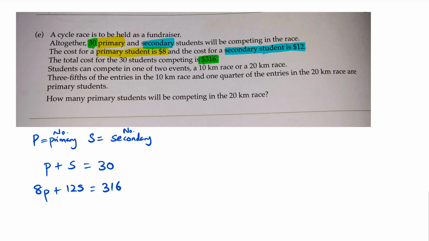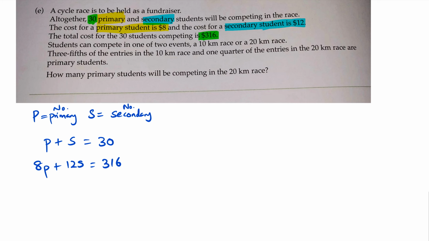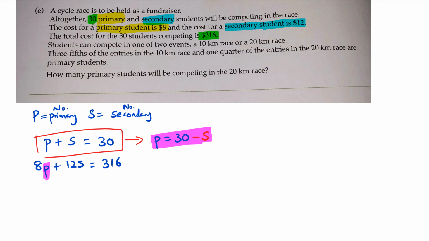Now, I want to get rid of one of these variables. You can do substitution, rearrange, or elimination. I'm going to do substitution. I'm going to take the first equation and rearrange it so P is by itself, so P is equal to 30 minus S. Now I'm going to replace the P in the second equation with 30 minus S, so it's 8 multiplied by 30 minus S, plus 12S equals 316.